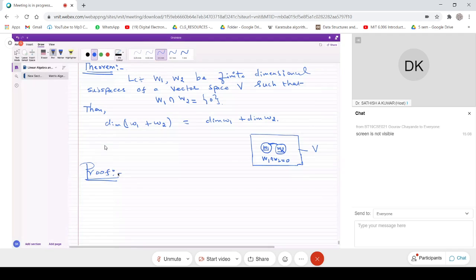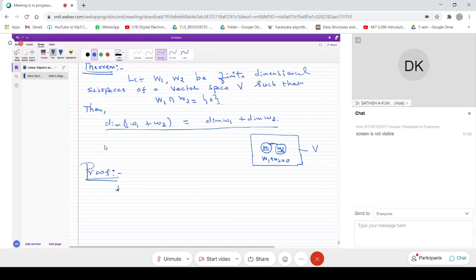So we remember what we want to prove: that the dimension of W1 plus W2 will be the same as the dimension of W1 plus the dimension of W2. What we do is we assume one side. Why do we want to assume that W1 and W2 are finite dimensional subspaces? If they are finite dimensional, the number of elements in a basis is fixed. That means the number of elements in W1 is finite, and similarly for W2, because W1 and W2 are finite dimensional subspaces.